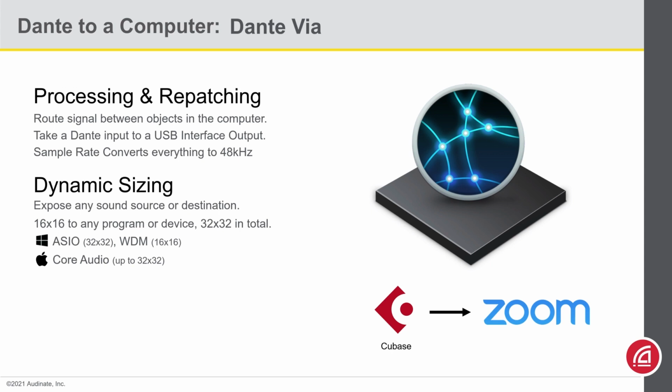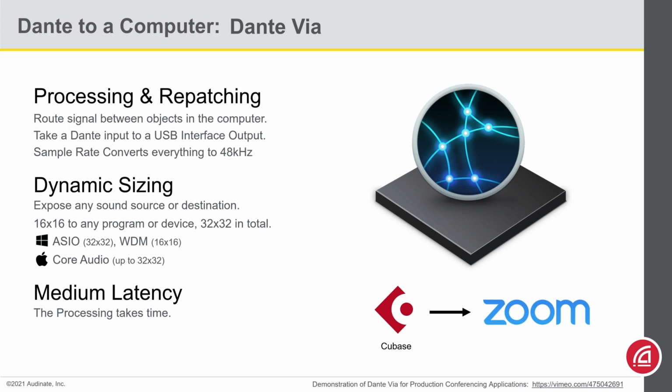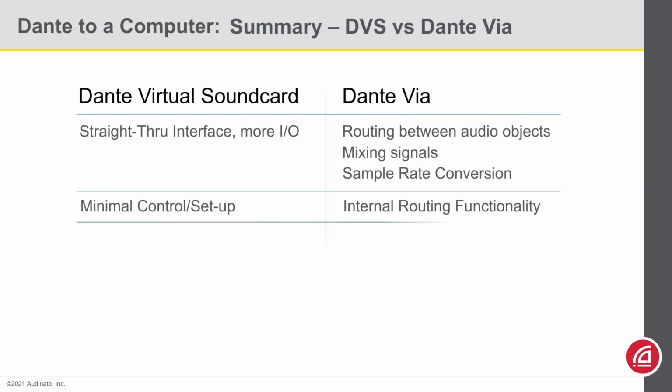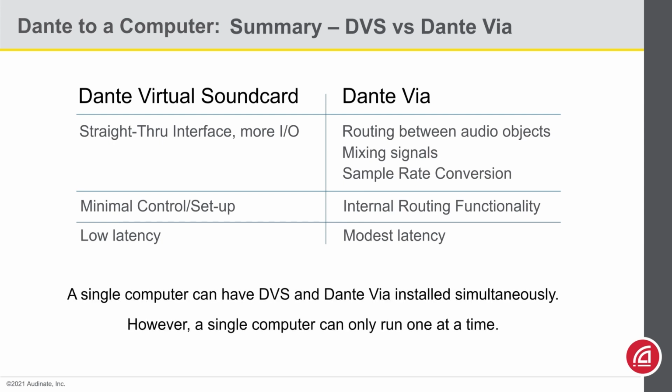Now, sample rate conversion, routing between devices, and mixing all takes a bit of time in the background of the computer. So this will introduce more latency than Dante Virtual Sound Card. Realistically, each program has an advantage in certain circumstances. Dante Virtual Sound Card offers simplicity with more channels and lower latency. Dante Via offers routing between programs and sample rate conversion. Now, you can have both programs installed on your computer at the same time, but only one can run at a time. As your needs change, you could disable Dante Virtual Sound Card, enable Dante Via, or vice versa.